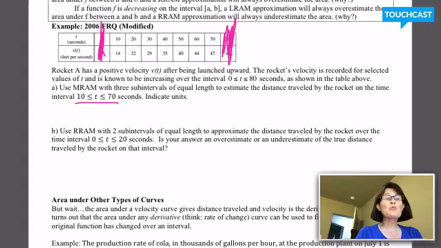We've been asked to use 3 subintervals. So subinterval, that's the distance across the rectangle. So from time 10 to 70, that covers 60 seconds of time. And I need to split that up into 3 rectangles. So each rectangle is going to cover 20 seconds. So from 10 to 30, 30 to 50, and 50 to 70.